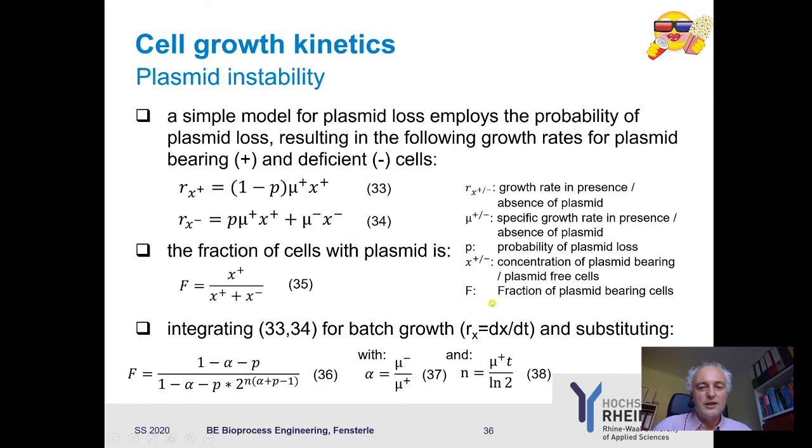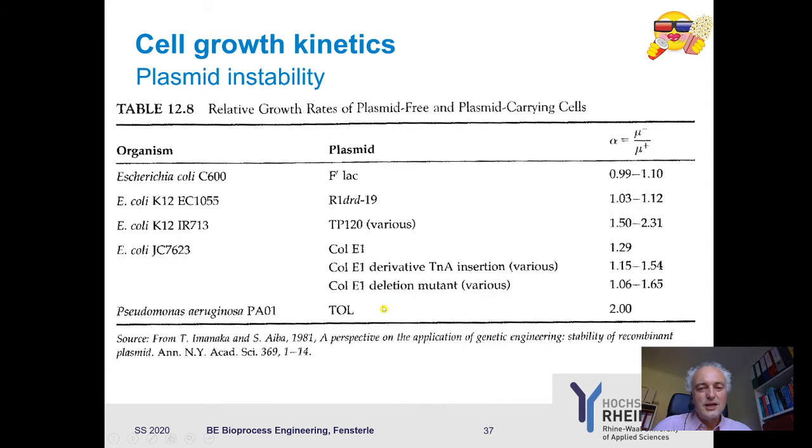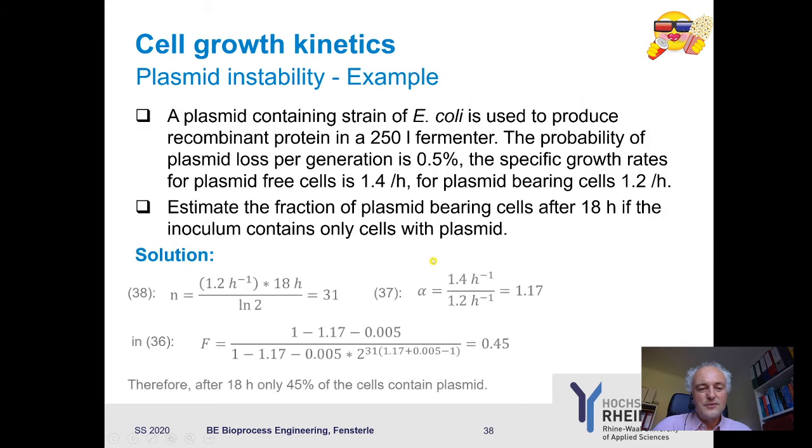Now we have everything here. We simply put that in this equation and we calculate. And that's what at the end we do. Then you put this in your pocket calculator, and at the end we have that 45% of the cells contain the plasmid. So after 18 hours, less than half of the cells have your plasmid, and of course less than half of the cells will produce your protein.